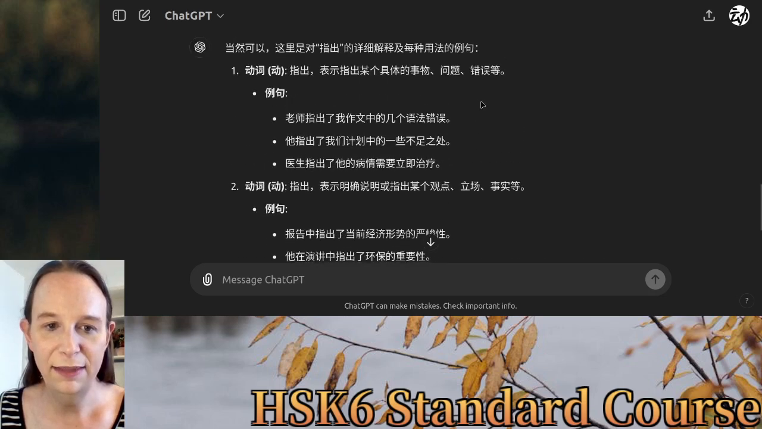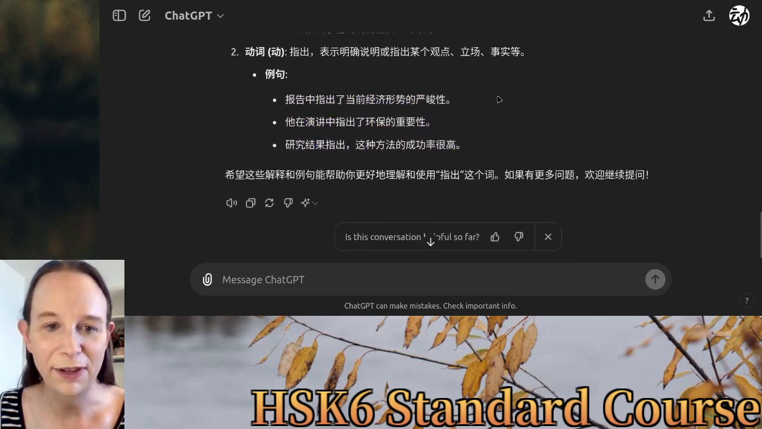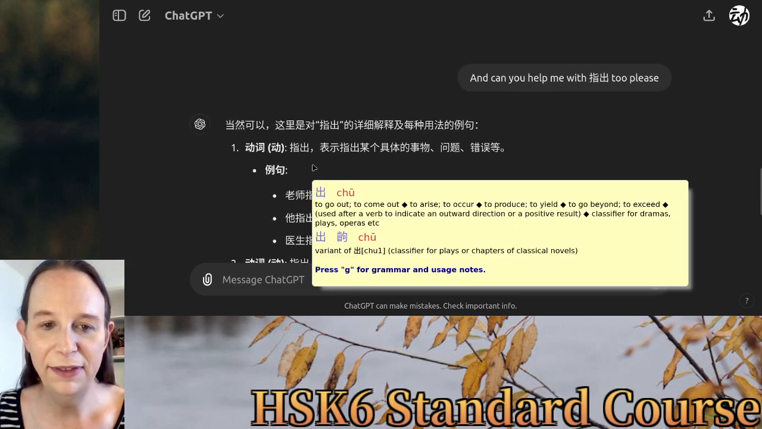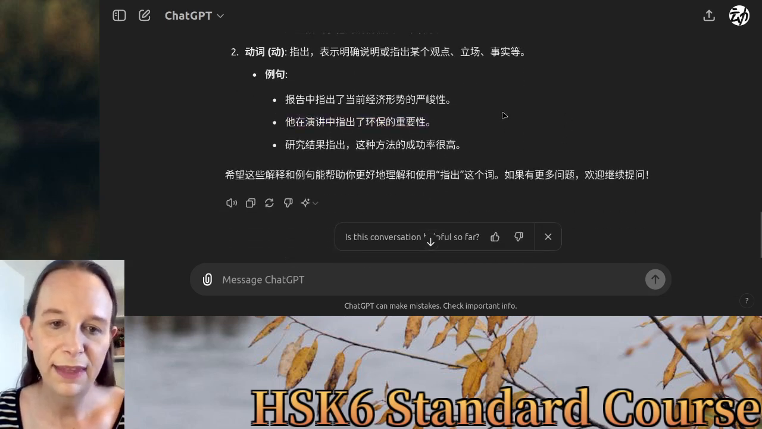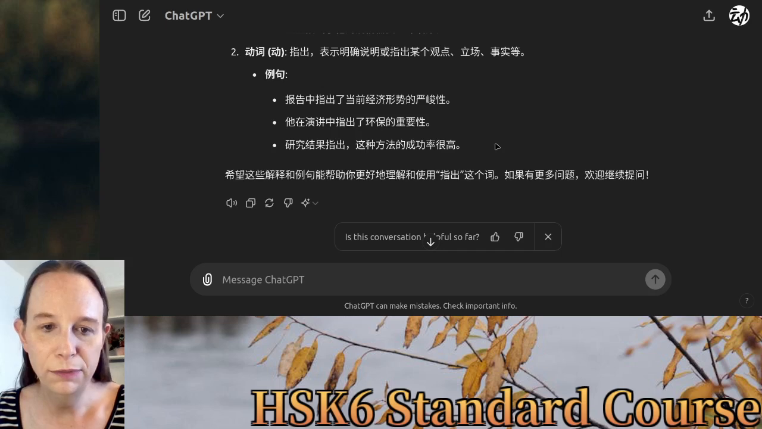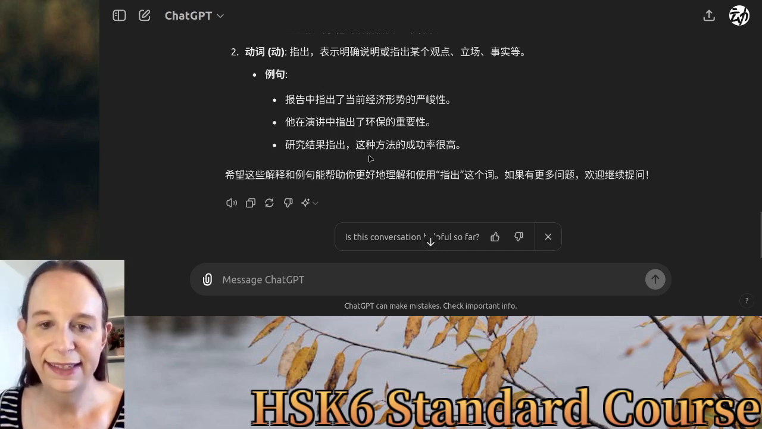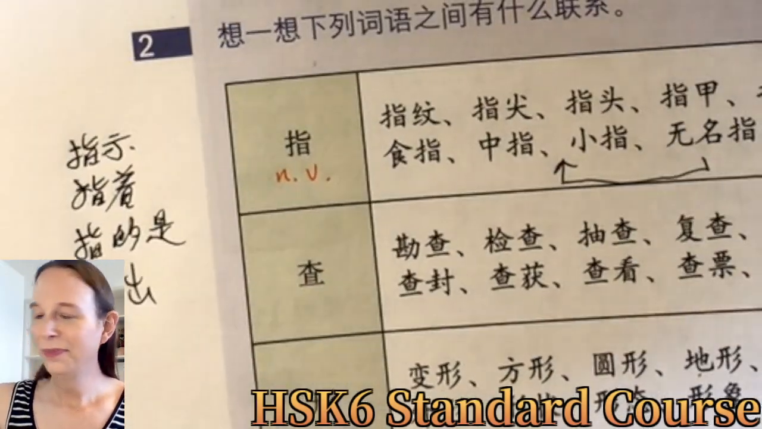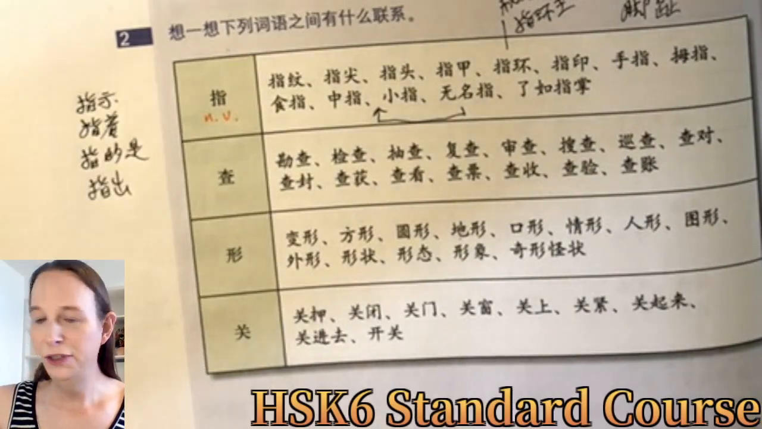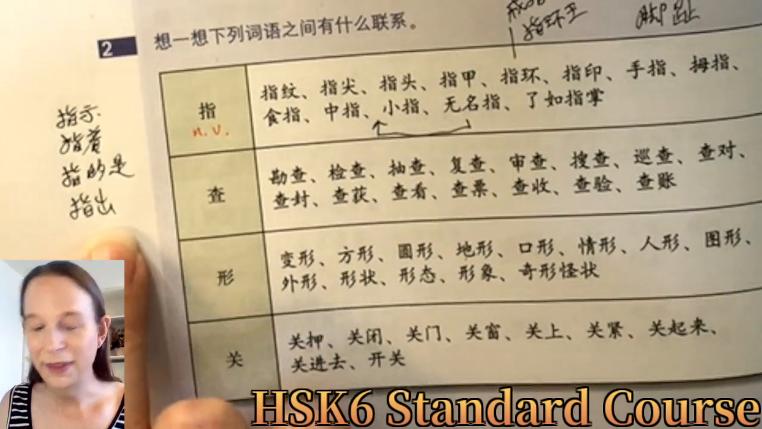Here we have another meaning, do we? This is a verb as well. It must be a verb. 报告中指出了当前经济形势的严峻性. This is just indicate as well. They're both indicating. 他在演讲中指出了环保的重要性. 研究结果指出这种方法的成功率很高. So the research results indicated that this method has a high success rate. Yeah, so there are many words with 指 in them. These are very common, all 4 of those, very common.